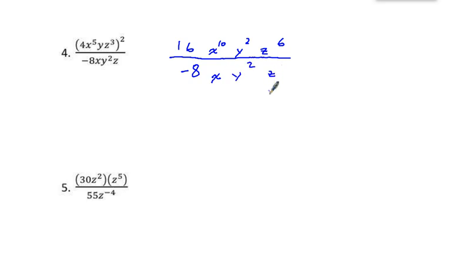And I have these numbers, and each of the like factors are kind of stacked into those separate fractions, even though it's still all 1, so that I can treat each thing separately. 16 divided by negative 8 is negative 2. X to the 10th divided by x to the 9th. Y squared divided by y squared, that is 1. And z to the 6th divided by z is z to the 5th.